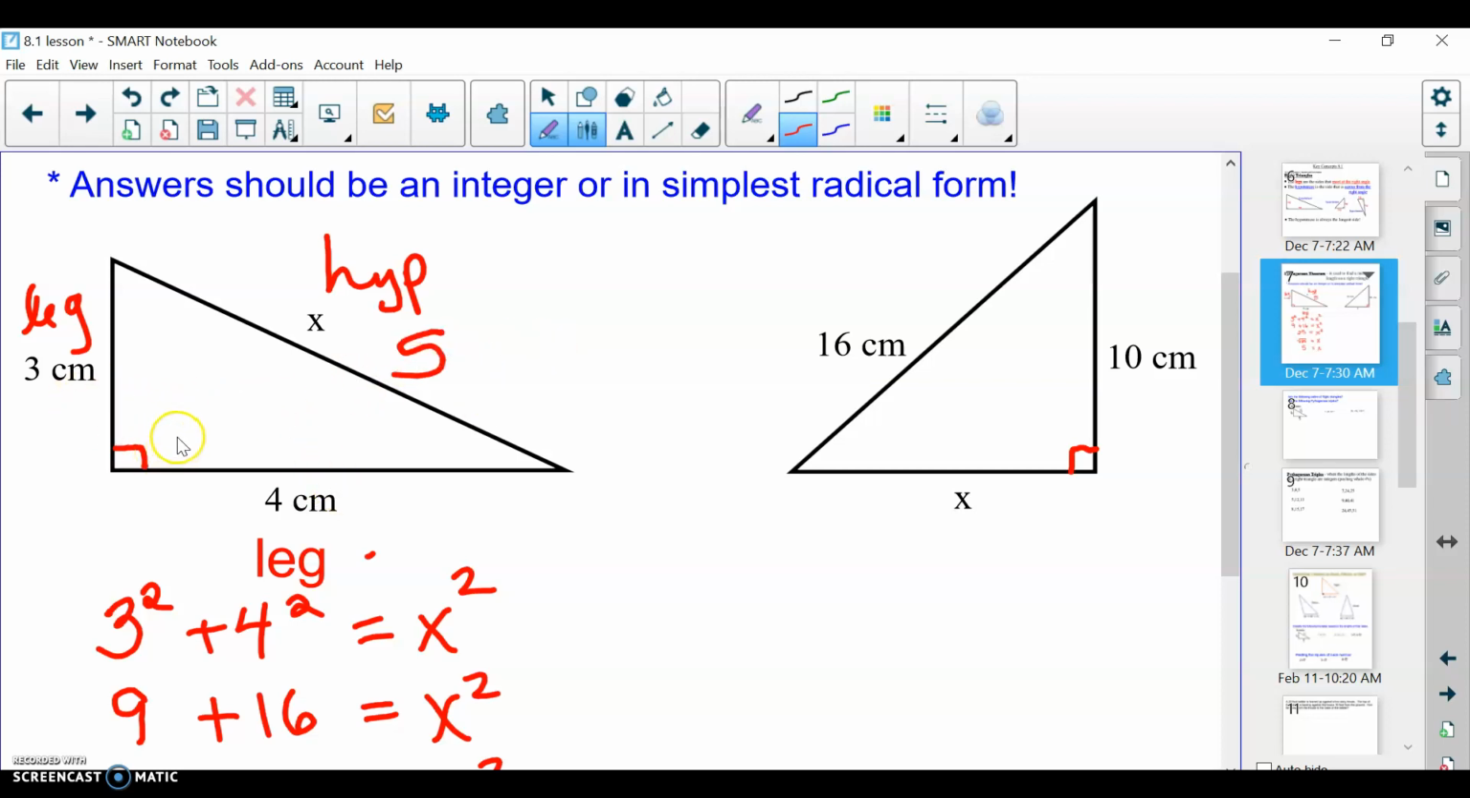And it should be bigger than 3 and 4, right? Because we said in our notes that the hypotenuse should be the longest side. So if I found a number that was smaller than 4 or 3, then I would know I did my math wrong.